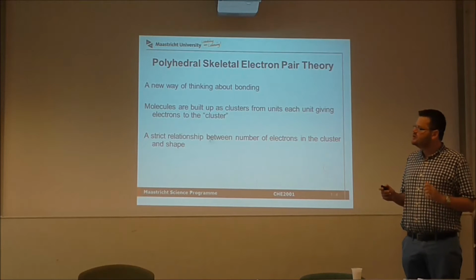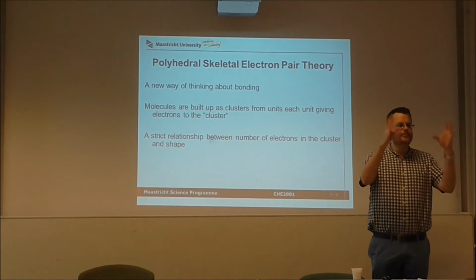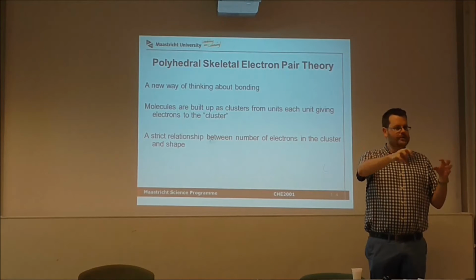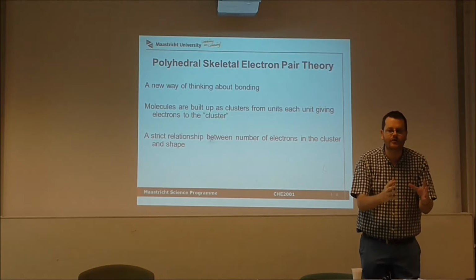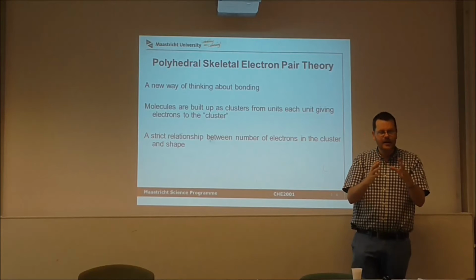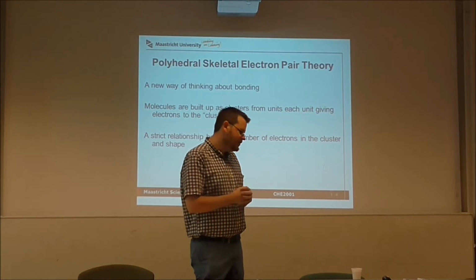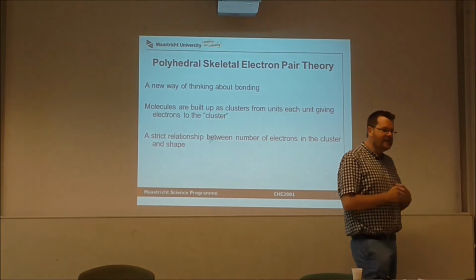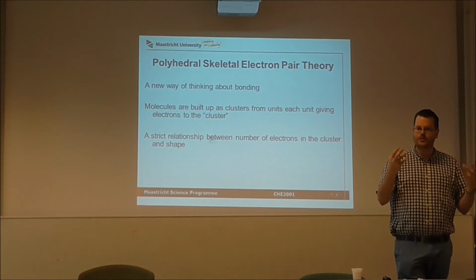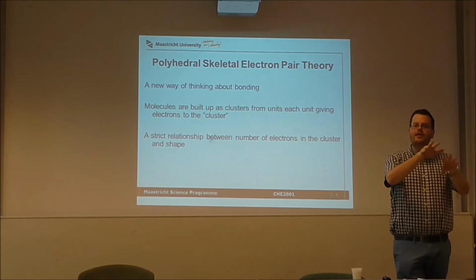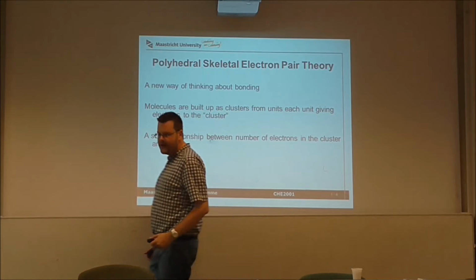but essentially what we're going to do, at the end of this lecture, is take a molecule, any molecule, break it down into building blocks, fragments, analyze those fragments, and then put the molecule back together again. And then we're going to predict the structure of the molecule. That's basically what polyhedral skeletal electron pair theory is all about. It's considering a molecule as a cluster of building blocks with electrons that go into that cluster and go where they need to go. Now, the most common of these are the borane clusters.